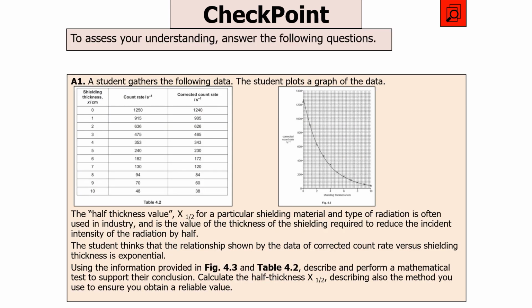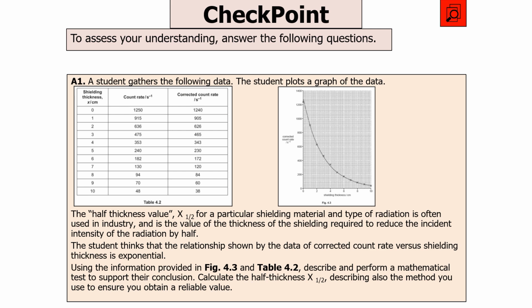Now the next question says the student gathers the following data and plots the following graph. The half thickness value X for a particular shielded material and type of radiation is often used in industry, and is the thickness of shielding required to reduce the intensity of the radiation by half. The student thinks that the relationship shown by the data of the corrected count versus the shielding is exponential. Use the information provided to describe and perform a mathematical test to support this conclusion. Calculate the half thickness, also describing the method you would use to ensure a reliable value.